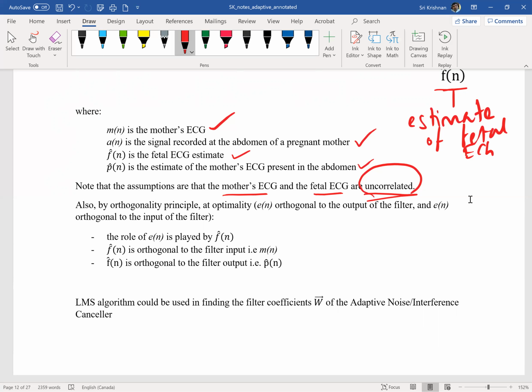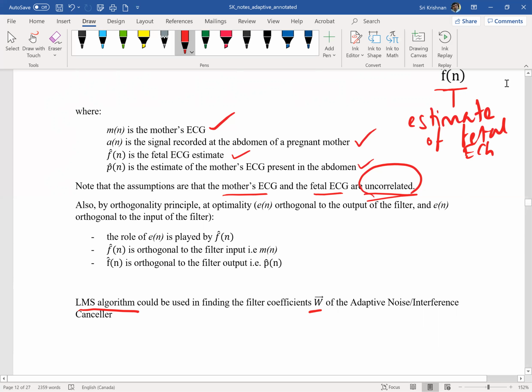Okay, there are some indications and some theory that could support selecting the right order of the filter, but for the time being, we know that in an application like this, the order tends to be pretty high. So we obviously have to depend on an algorithm like least mean squares to find the filter coefficients W.